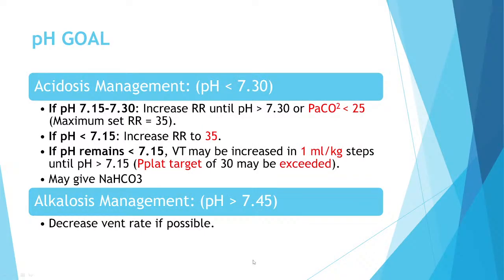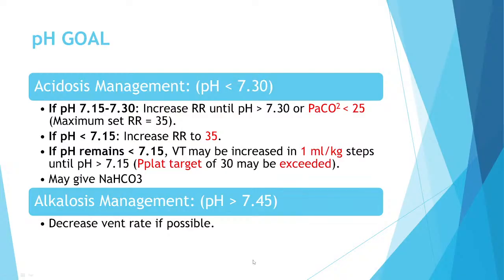pH goals, quickly going through. Alkalosis है तो respiratory rate क्या करना है, कम करना है, बढ़ाना है. Acidosis है तो क्या करना है, increase. You will increase the respiratory rate, and alkalosis है तो you will decrease the respiratory rate.